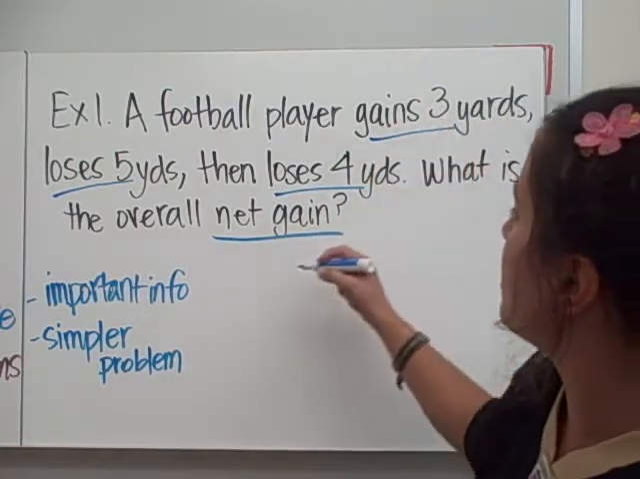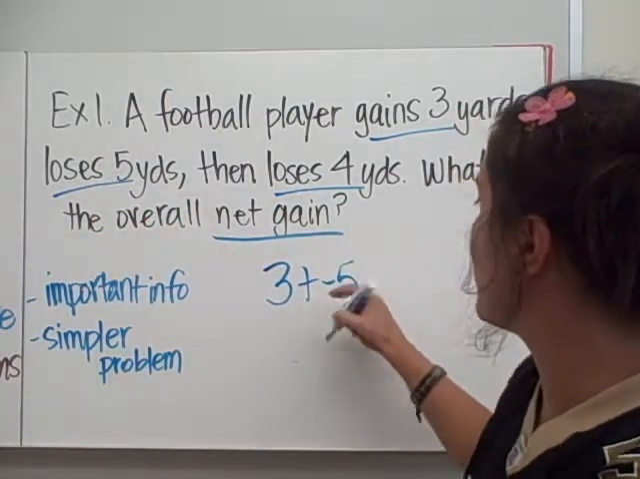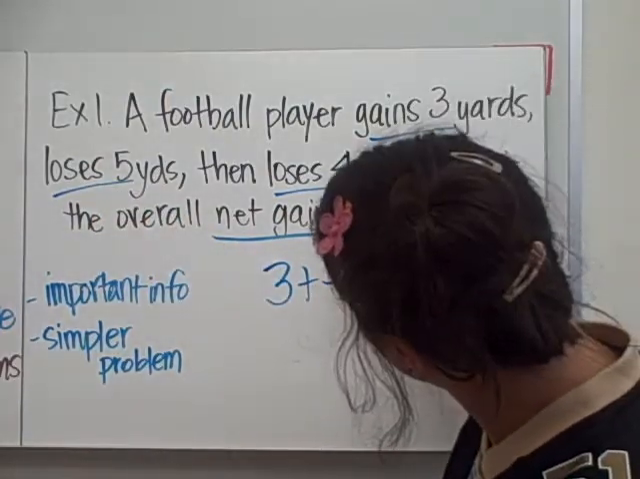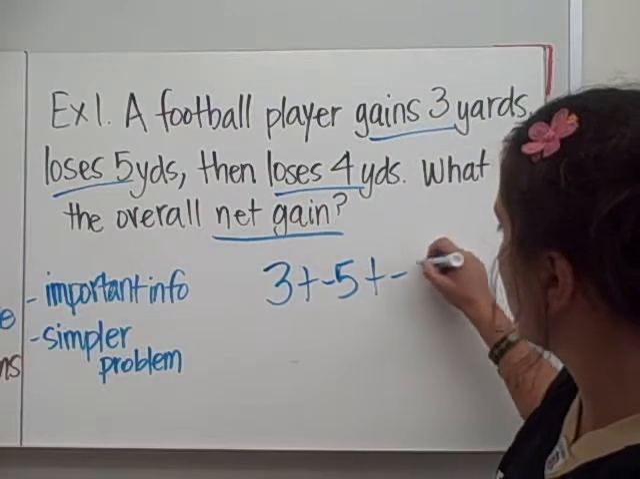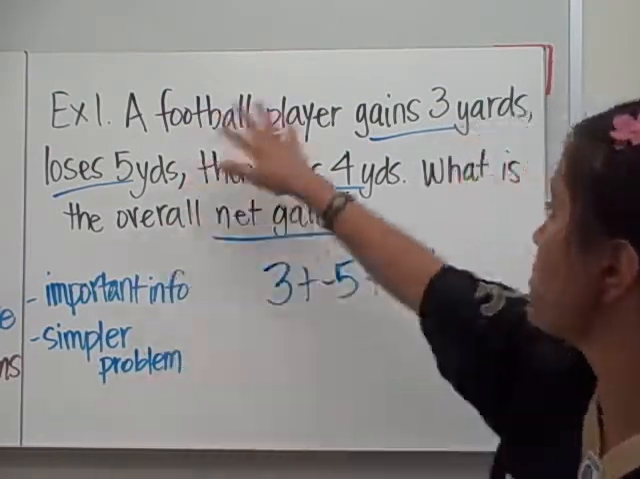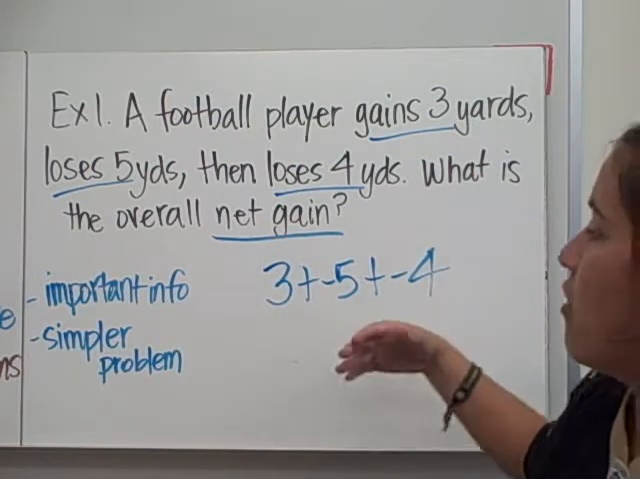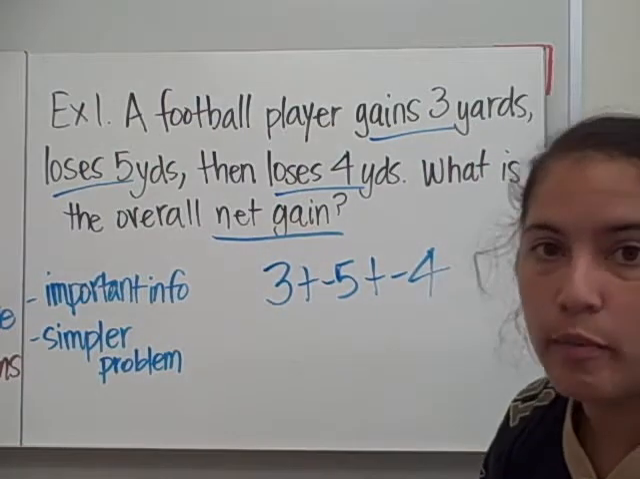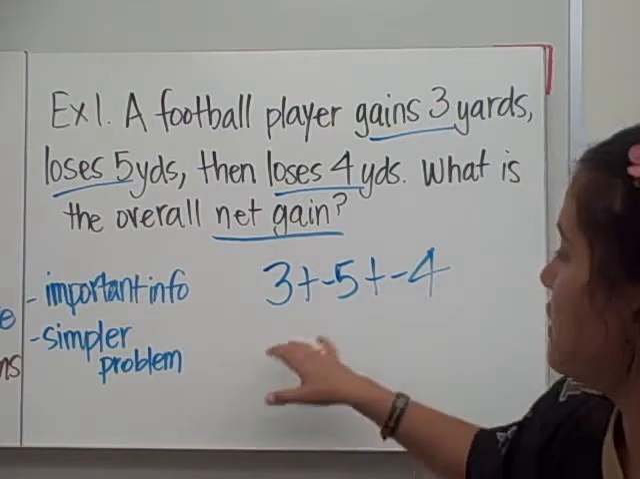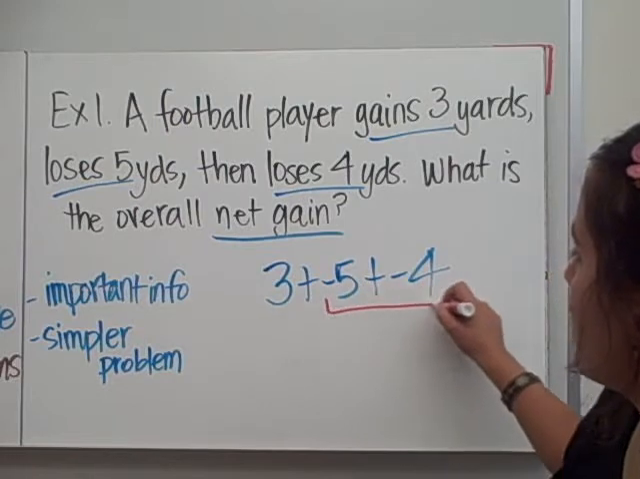Gaining 3 would be positive 3. Losing 5 would be a negative 5. And then losing 4 would be a negative 4. So now I have decontextualized this word problem and made it into a simpler math problem. Now let's solve it. You have a couple of options. You could go 2 by 2. We've talked about this. You can go 2 by 2, or you can go ahead and add your negatives. So let's add our negatives together.